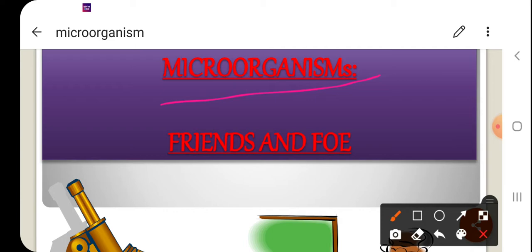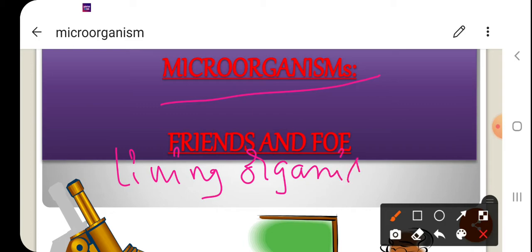So, what are microorganisms? To understand this term, let's observe our surroundings carefully, children. In our surroundings, we will find so many different types of living organisms. If you observe clearly, they have different sizes. Some are very huge in size like an elephant, some are very small like an ant.